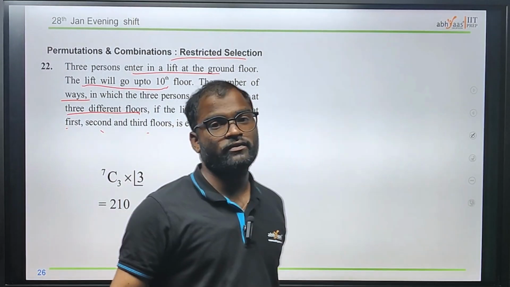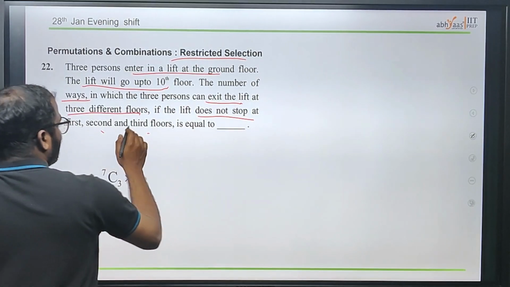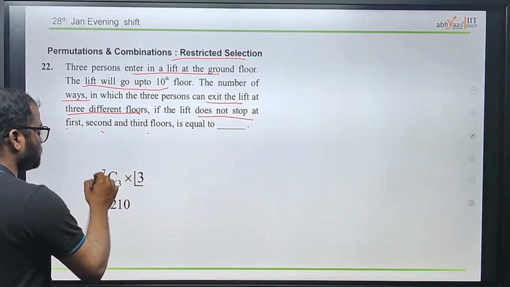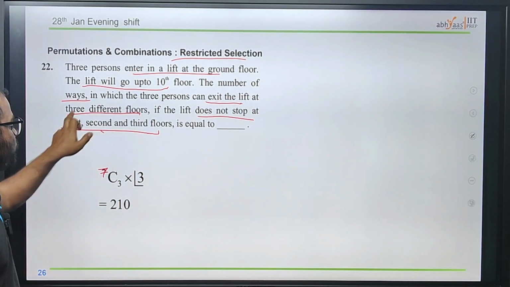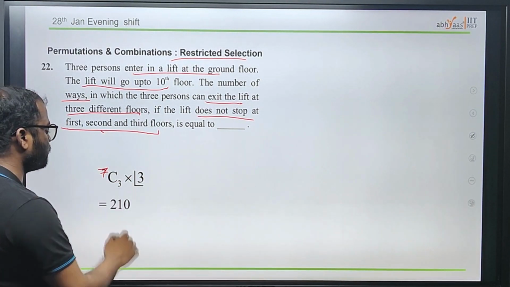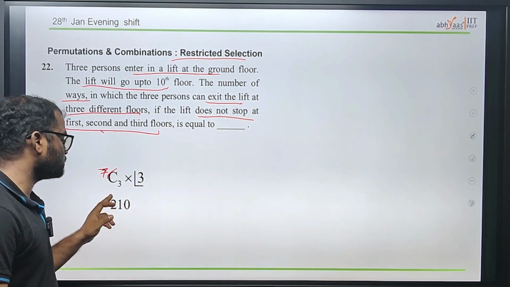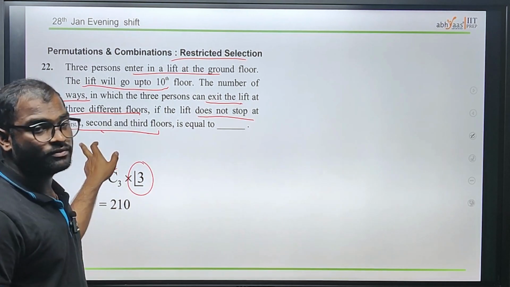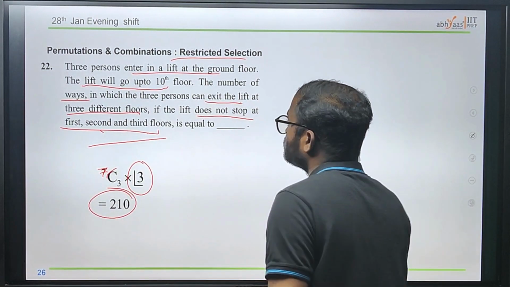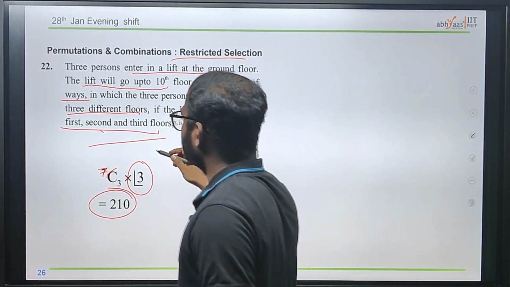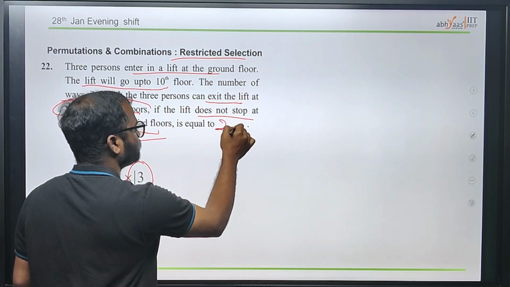If the lift does not stop on the first 3 floors, what will happen? Subtracting these floors out of 10, we will remain with 7 floors. And how many ways do we have? 7C3. If we arrange that, we will have 7C3 ways into 3 factorial ways for the 3 floors. Therefore we got 210 as our answer. This is a simple one, just a logic you have to see here. They are already saying 3 different floors, in that only we can select.